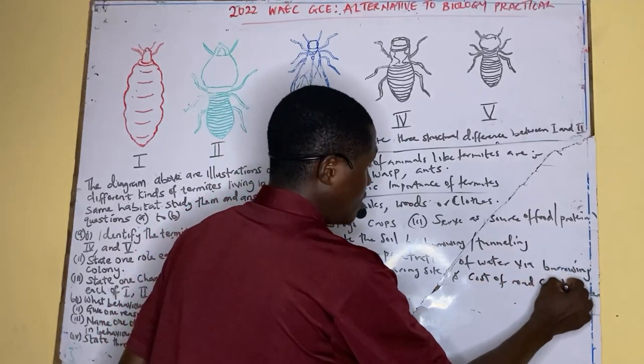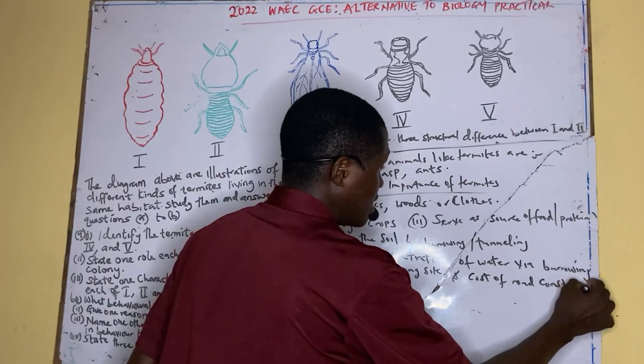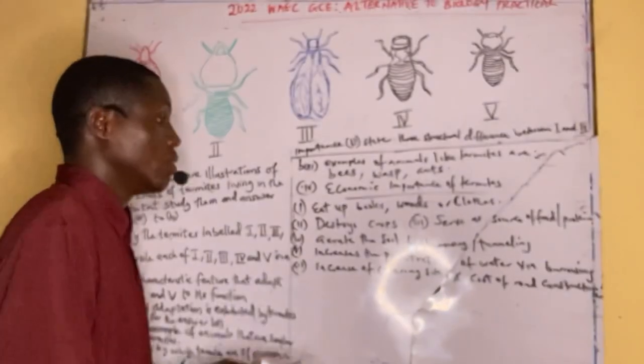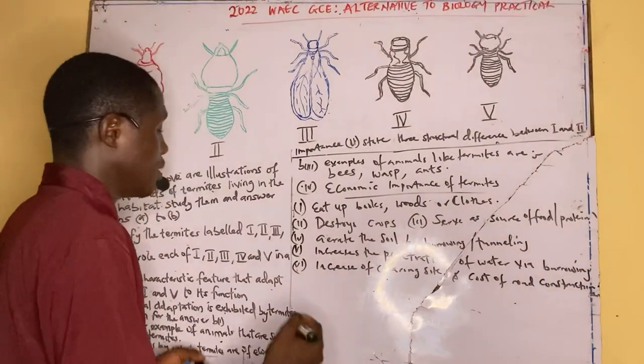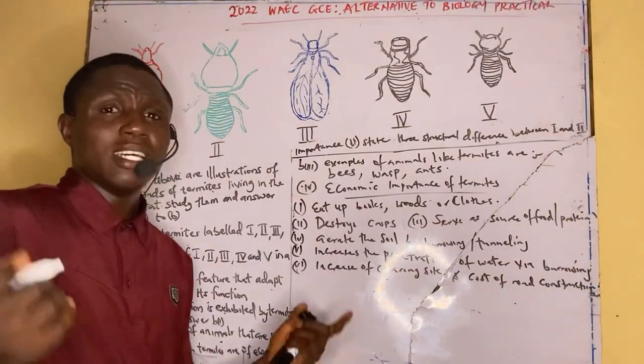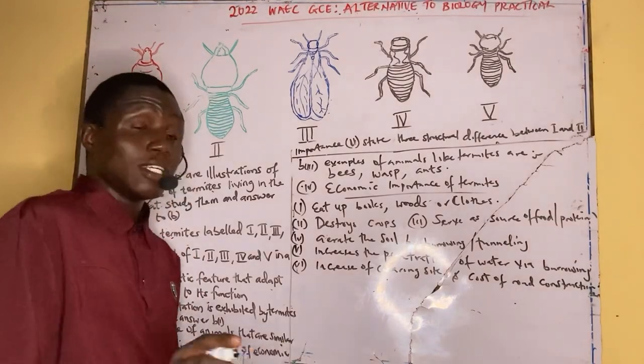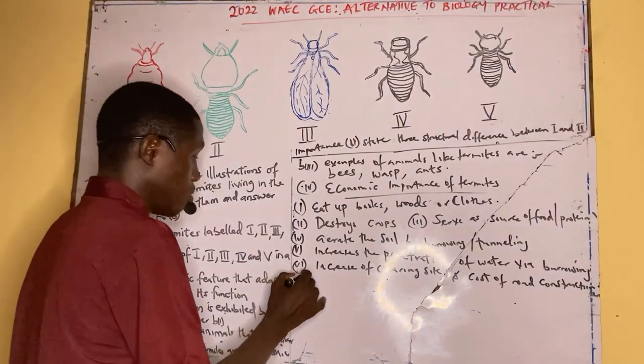Because they will have destroyed the topography of the land, making it not easy to construct a road. And so on and so forth. We have a lot of things. Termitarium can serve as tennis courts. Let me stop here.